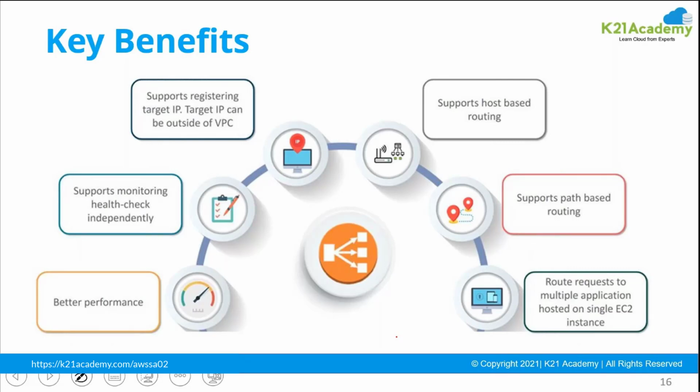So why do we use the load balancer? The benefits are better performance, supports monitoring by health check, supports registering the targets via the IP, which IP has to be registered. It also supports host based routing. It supports path based routing. As I have told you, if the host is having less load, send the traffic to him. The other one is the round robin method, and it supports multiple applications hosted on a single EC2 instance, because every application which is hosted on an EC2 instance will run on a different port number.